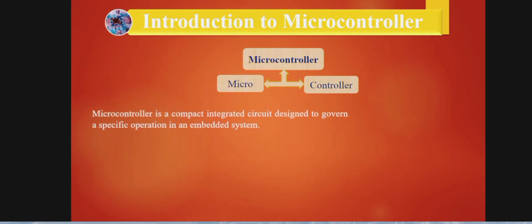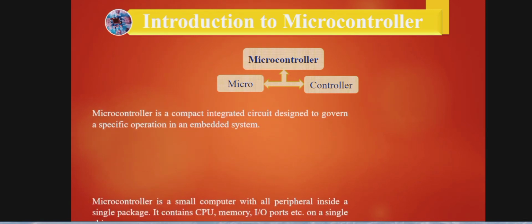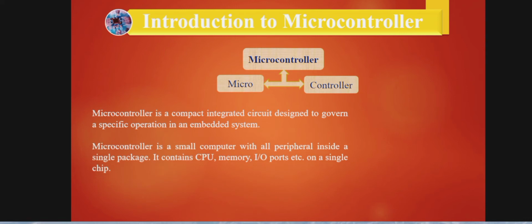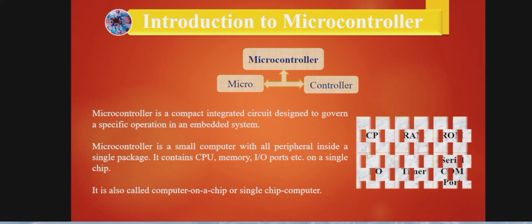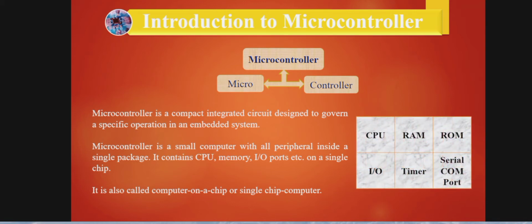Therefore, it is called system on chip or computer on chip. All peripherals and components are built on a single chip, then it is called microcontroller. This is the diagram of microcontroller. Let us discuss one by one.